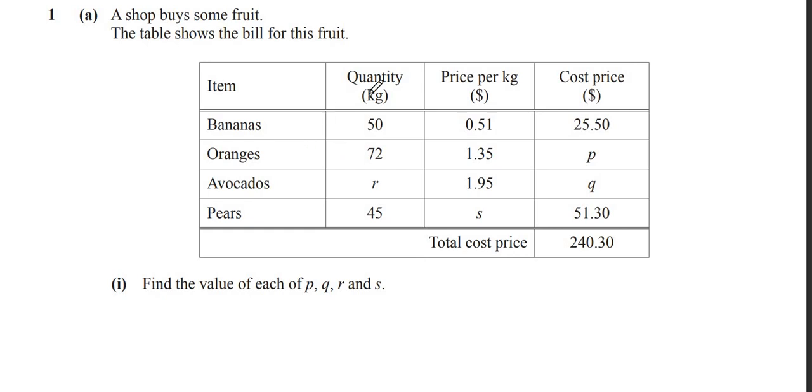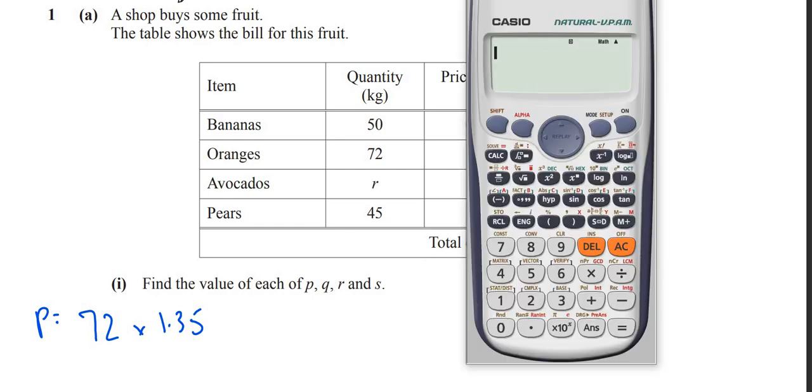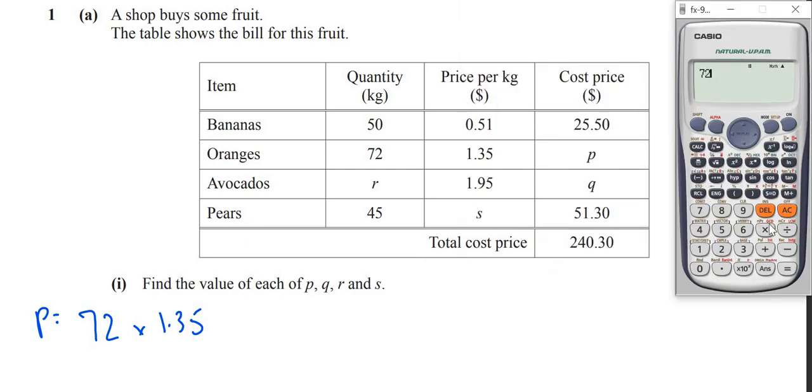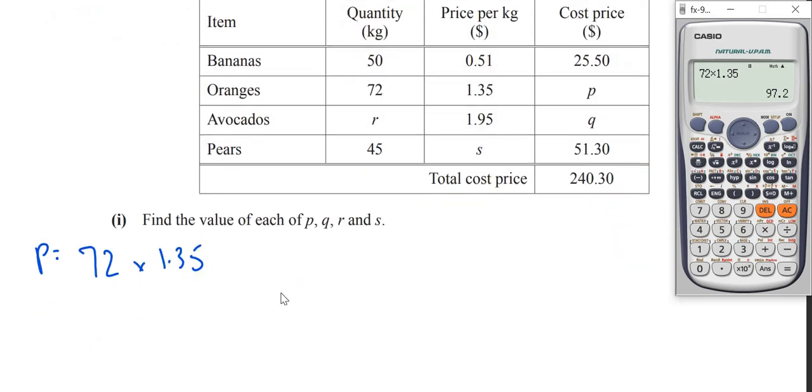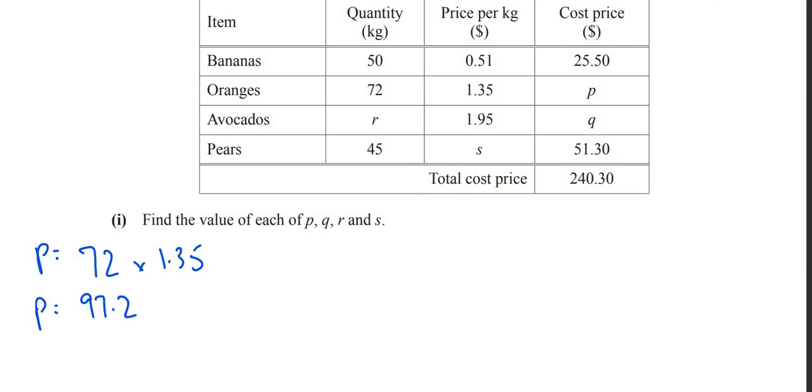So now we have oranges. The quantity of oranges is 72. The price per kg is 1.35. So in order to find P, we will do P is equal to 72 multiplied by 1.35, because the price per kg is 1.35 and we bought 72 kgs. So now we will do 72 multiplied by 1.35, so we get 97.2. So the value of P is $97.2. So you guys can write 97.2.